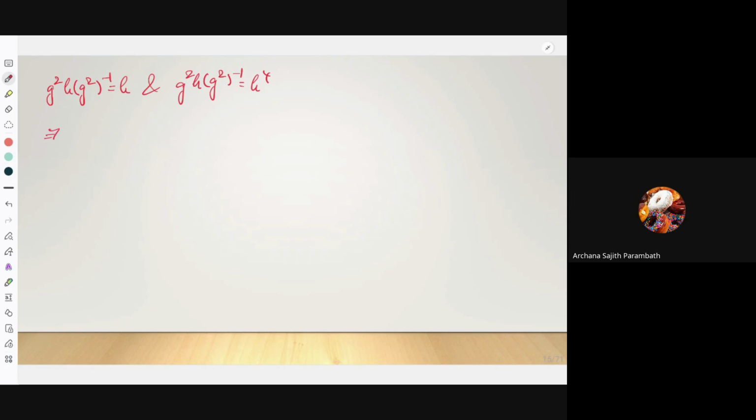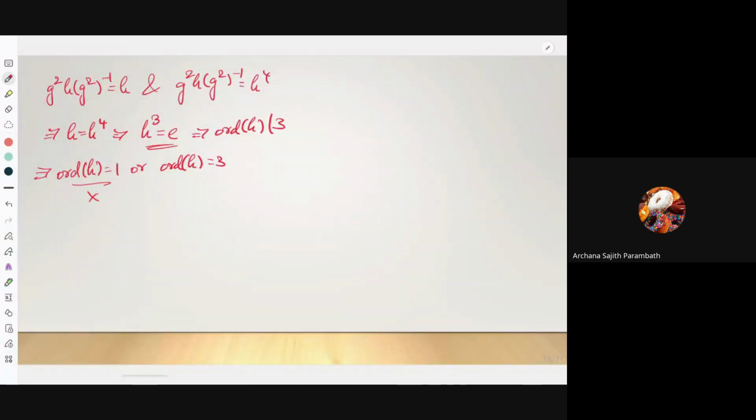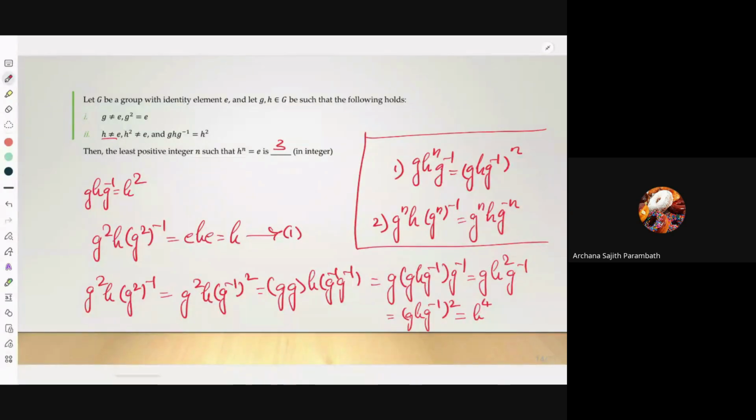Combine this. This implies h equals h to the 4, and you multiply by h inverse on both sides, you get h cube as identity. So h cube is identity, which means order of h divides 3. This implies order of h can be 1 or order of h equals 3. Now we are given h is not equal to identity. So order of h cannot be 1. So you get order of h is 3. So the answer is 3.